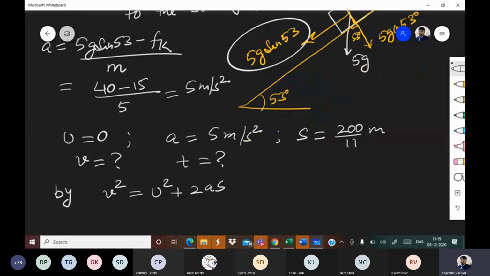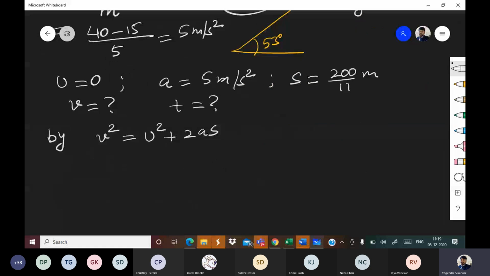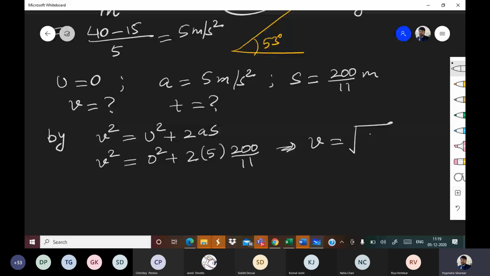Srushti, so by v square is equal to u square plus 2as, v is to be calculated. U is 0 square plus 2 into 5 into 200 by 11. So v comes out to be root of 2000 by 11 meters per second.